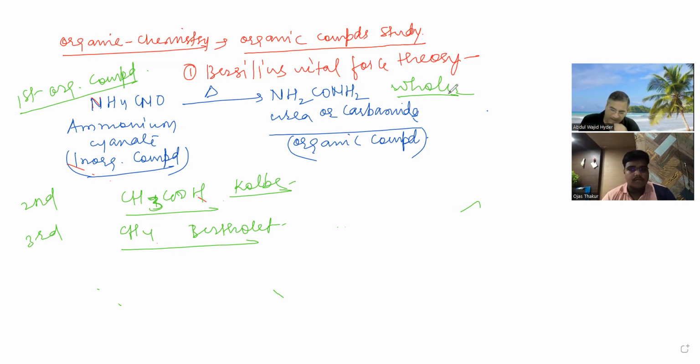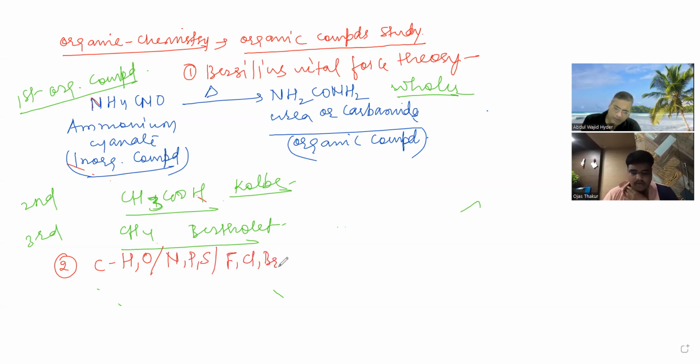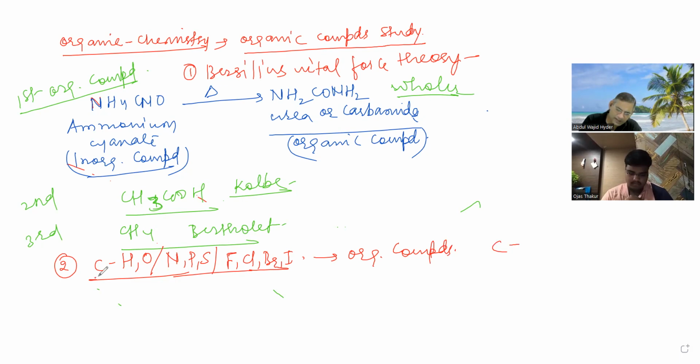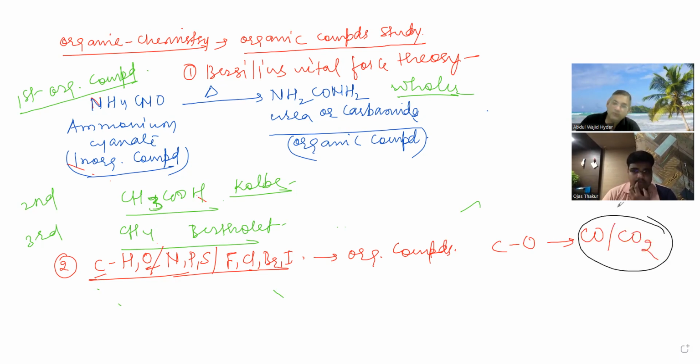So the second definition given was: compounds of carbon with hydrogen, oxygen, nitrogen, phosphorus, sulfur, fluorine, chlorine, bromine, and iodine are called organic compounds. If you see from this definition's point of view, then carbon and oxygen compounds must be organic, that is CO and CO2. But as we know, CO and CO2 are not organic compounds, these are inorganic compounds. So this definition also was proved wrong.